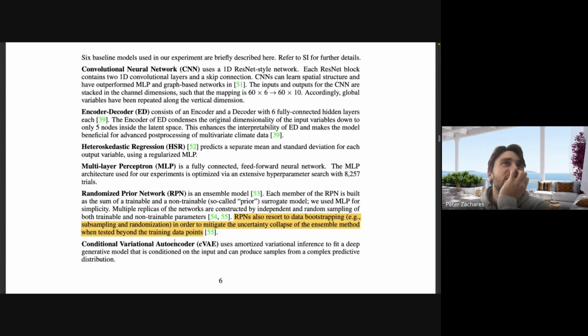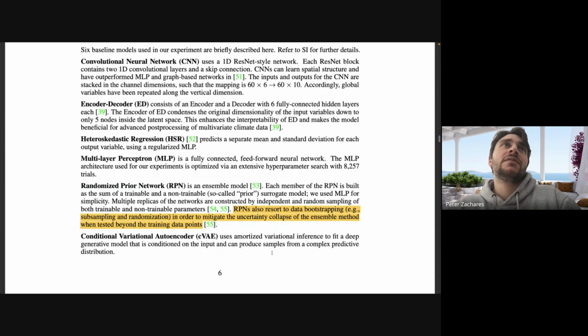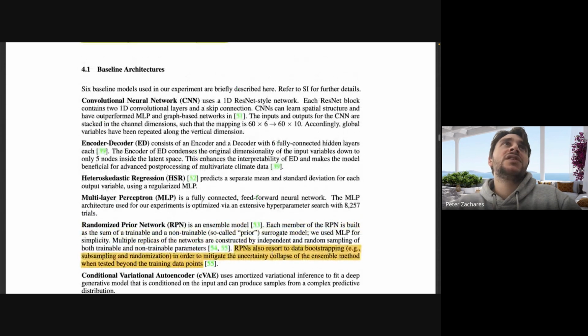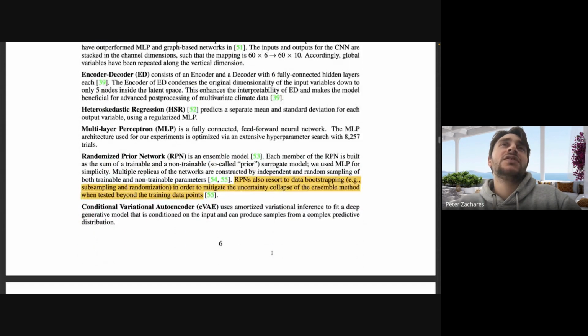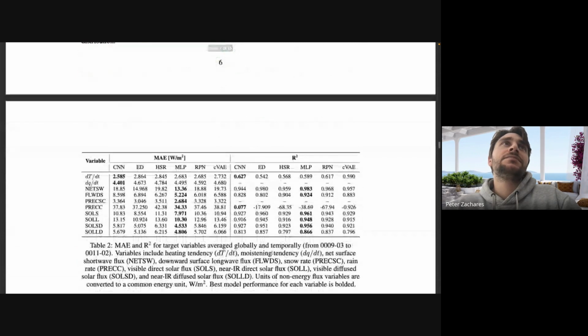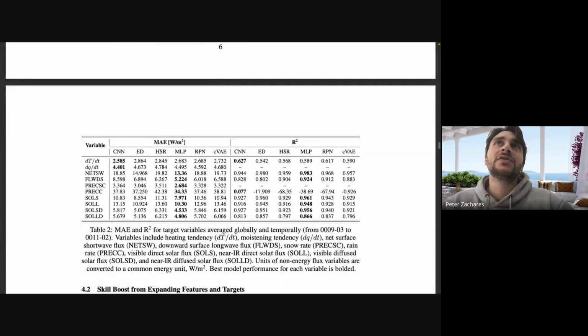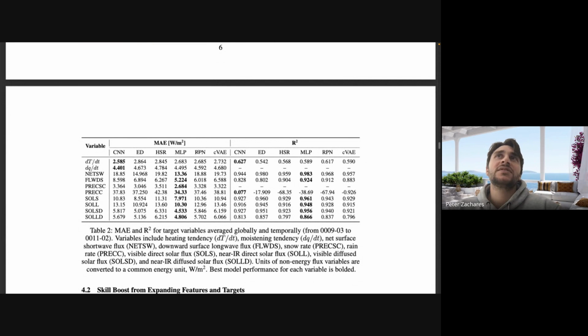And then a conditional variational autoencoder, which is just a variational autoencoder where you're not training the model to do reconstruction, you're training it so the output of the model is different than the input of the model. So these are the 6 networks that they chose as baselines. And they report results here. It seems there are clear winners in terms of best performance: the CNN and the MLP.